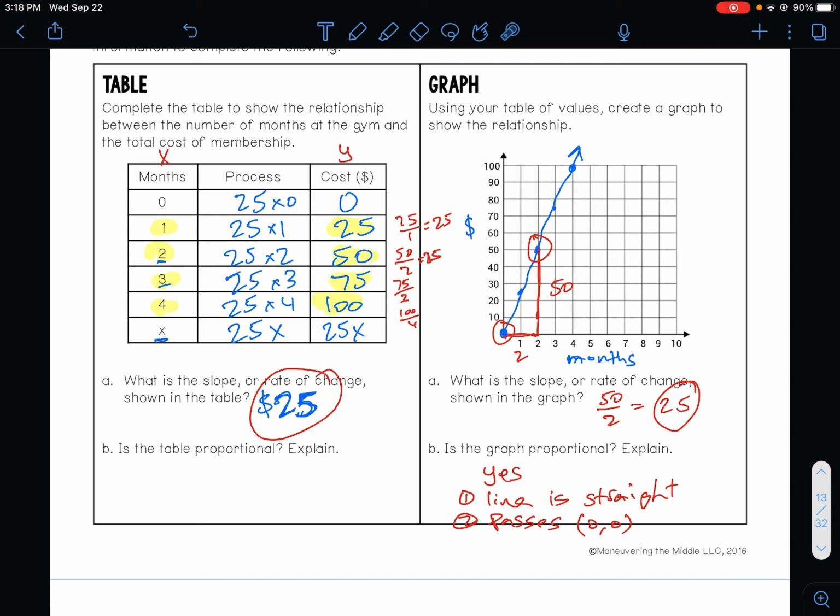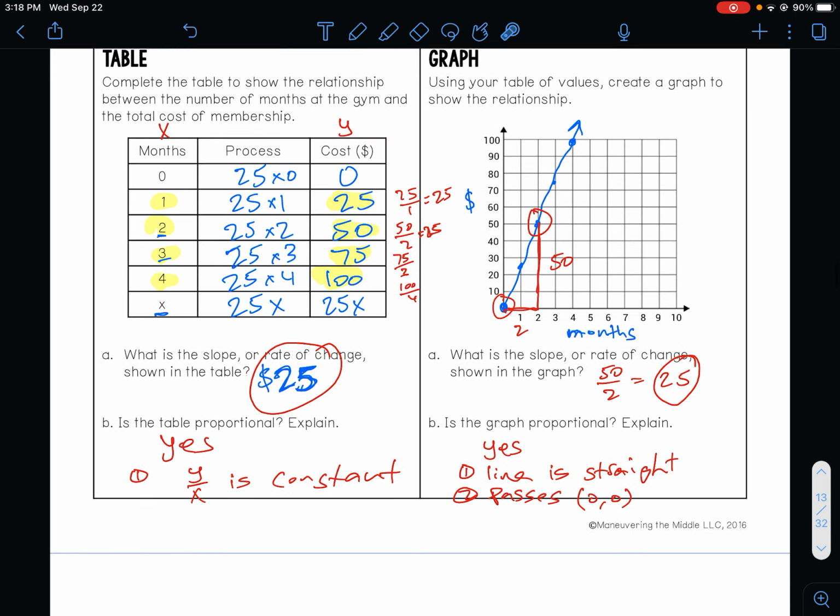if you divide the y value by the x value, you end up with the same answer each time, which is 25. So is the table proportional? Yes. And you would say because y over x is constant, it's the same each time. It's not like I divided this next number and then I got like, 35 or something like that. Let's go ahead and try some other, going further, equation.